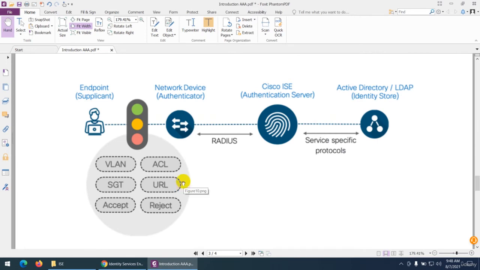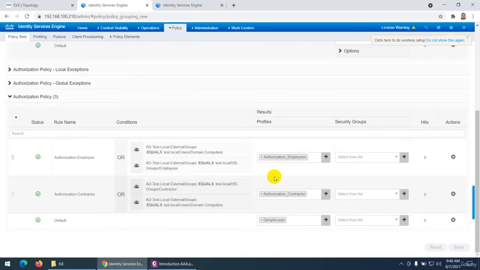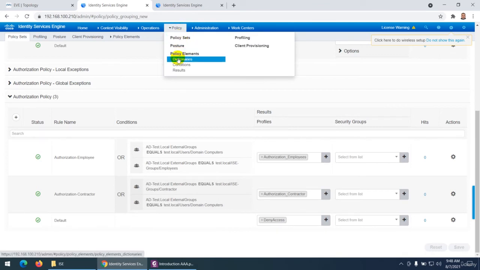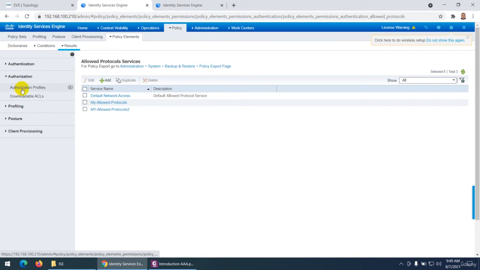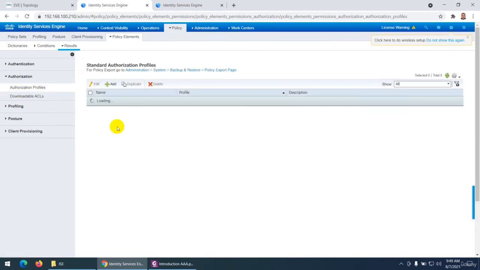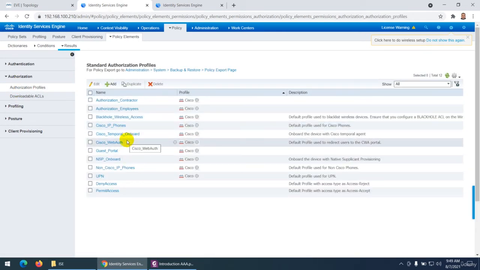And you can create authorization through dynamic VLAN, you can create ACL, you can create groups, you can create URL, you can reject them, you can accept them. And here we use those things. And we create these when you go to result, and here is authorization. We can create authorization profile here.